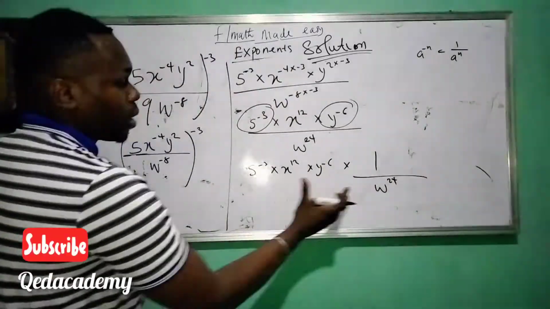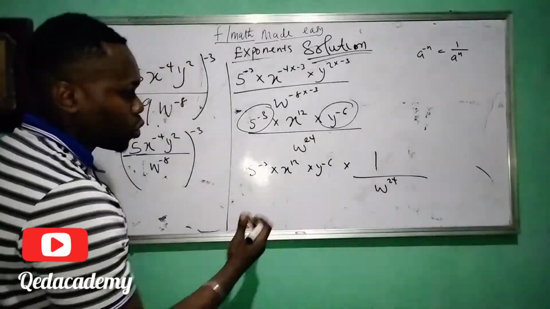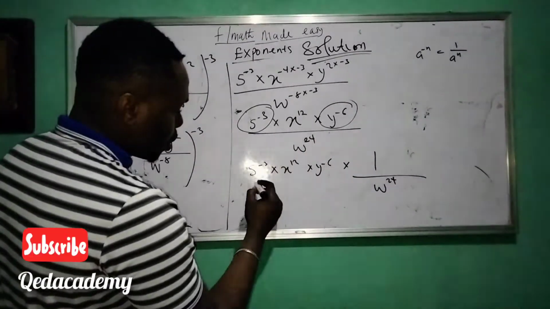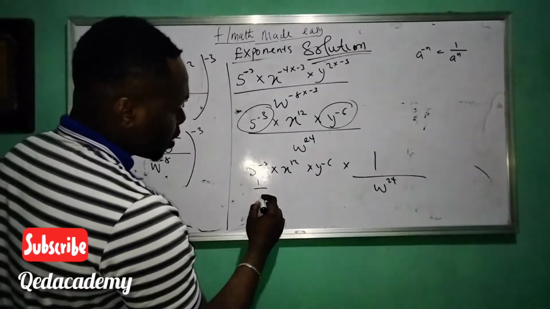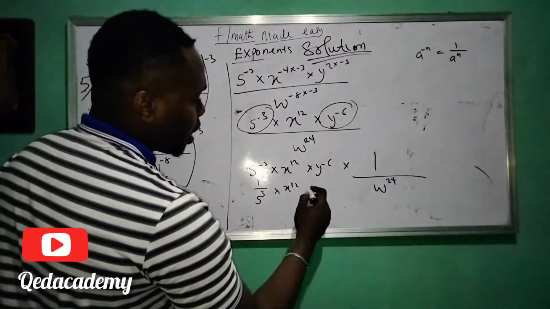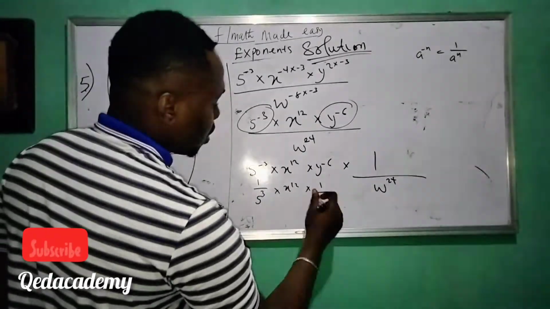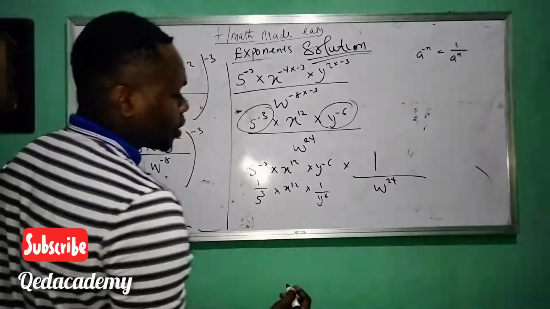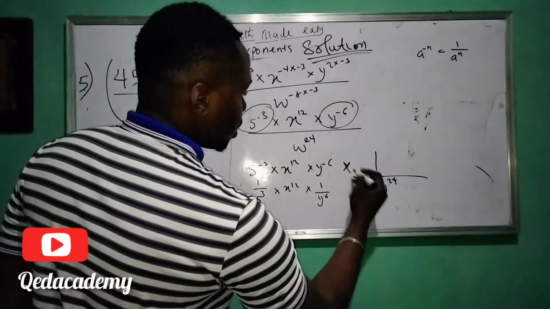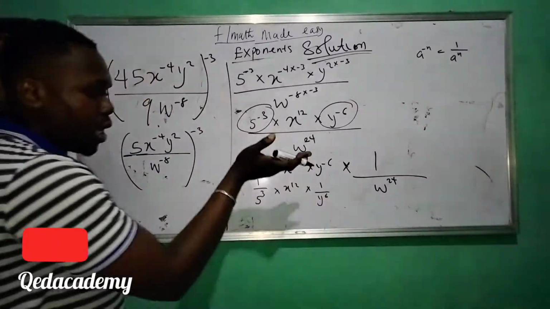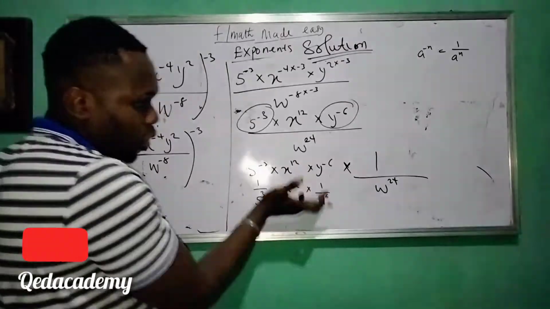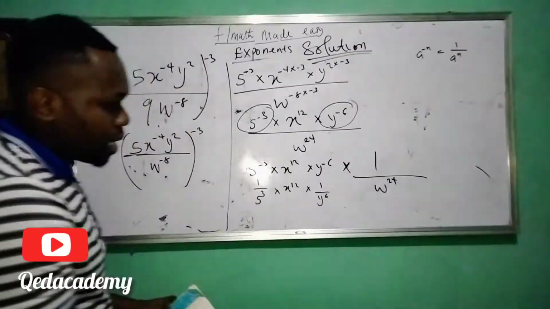So this is the other presentation. I just want to separate them. So if you work on that here, this actually becomes 1 over what? 5 raised to the power 3, right? Times x raised to the power 12 times 1 over y raised to the power 6, right? That's what it is. So if I multiply them, obviously, this is the value that is on top of it, and this is the value that is below it, right?